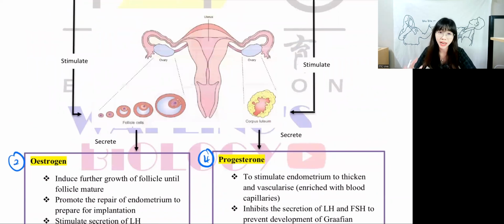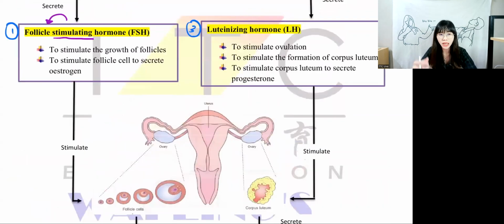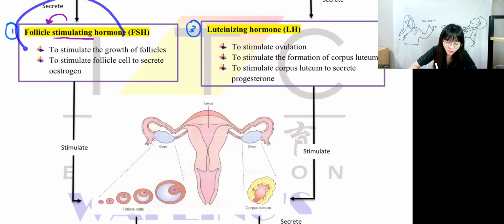Since we are in the mother's womb, we have a lot of follicles. All these follicles will start to grow, and they will decrease in number with each menstrual cycle and when we have menopause. So this follicle will start to grow. Who is the one that causes our follicle to grow? Number 1 is follicle stimulating hormone, which is FSH, okay?